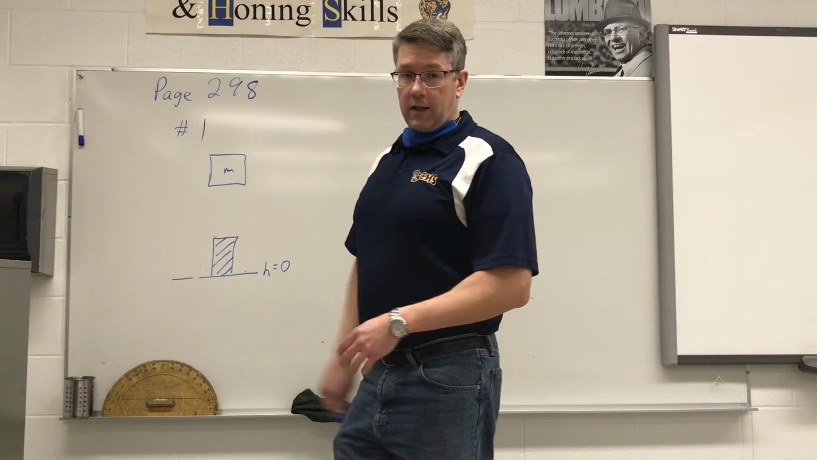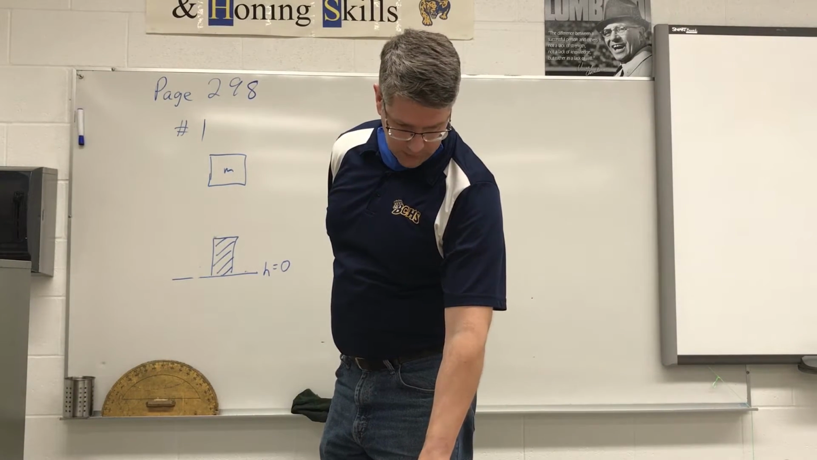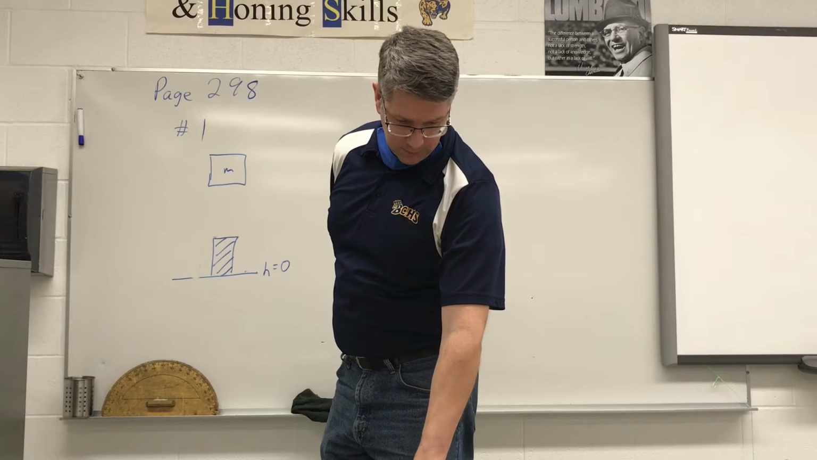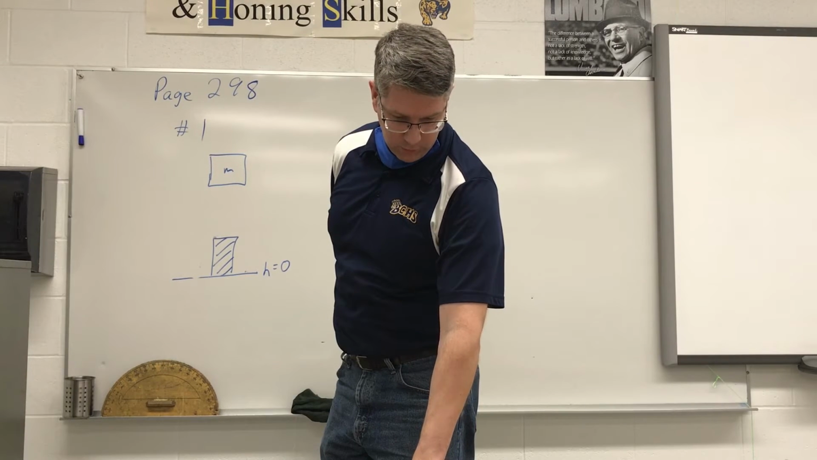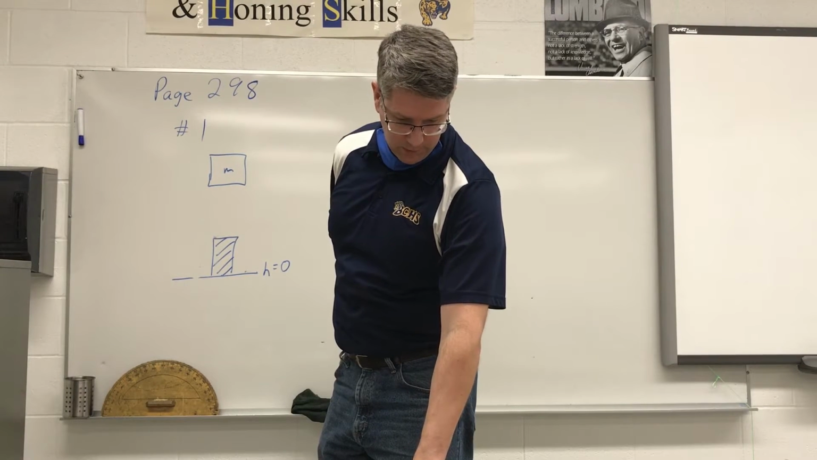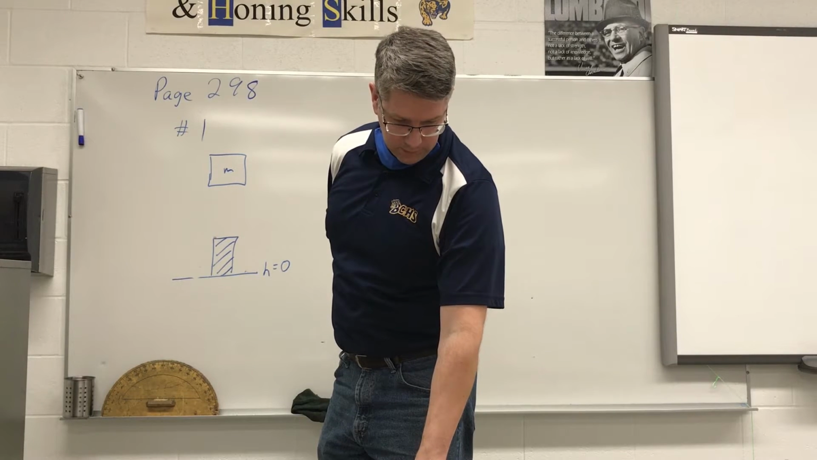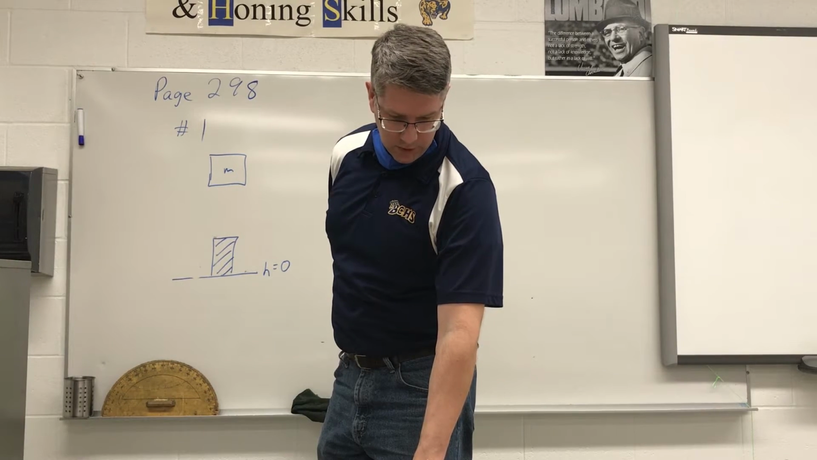Okay, page 298, question number 1. A pile driver drops a mass of 550 kilograms from a height of 12.5 meters above the ground onto the top of the pile, 2.3 meters above ground. Relative to ground level, what is the gravitational potential energy of the mass?